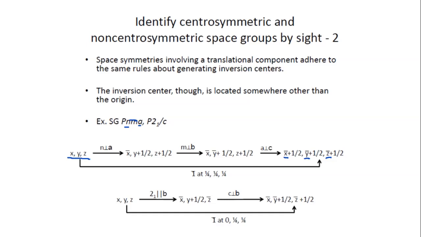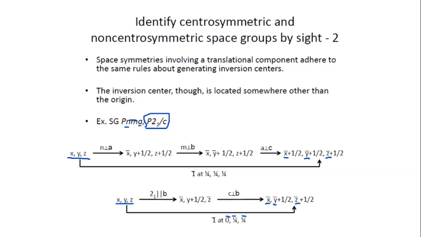Now on the second one, we have this monoclinic space group P21/c. Again, starting with our initial coordinates x, y, and z, we do a 2-1 parallel to B. We get negative x, y plus a half, negative z. And then we do a C glide perpendicular to B. Then we get negative x, y plus a half, negative y plus a half, negative z plus a half. What you'll notice is the x, y, and z have gone negative, so that means that's an inversion center. The halves mean that this inversion center is at 0, a quarter, a quarter. And so both of these are centrosymmetric space groups.